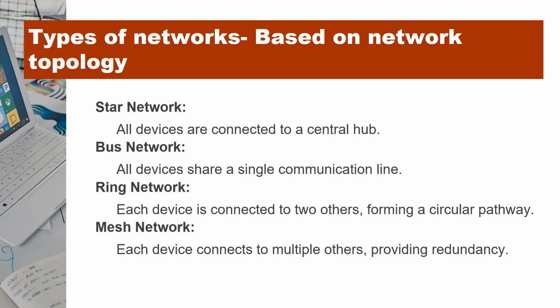Then we can talk of a ring network. Each device is connected to two others, forming a circular pathway, like a ring, the word itself. So they are typically used in high-speed networks where data needs to be transmitted very quickly. Then on a mesh network, each device connects to multiple others, like a mesh, providing redundancy. So mesh networks are used in critical networks where high availability is needed, right?